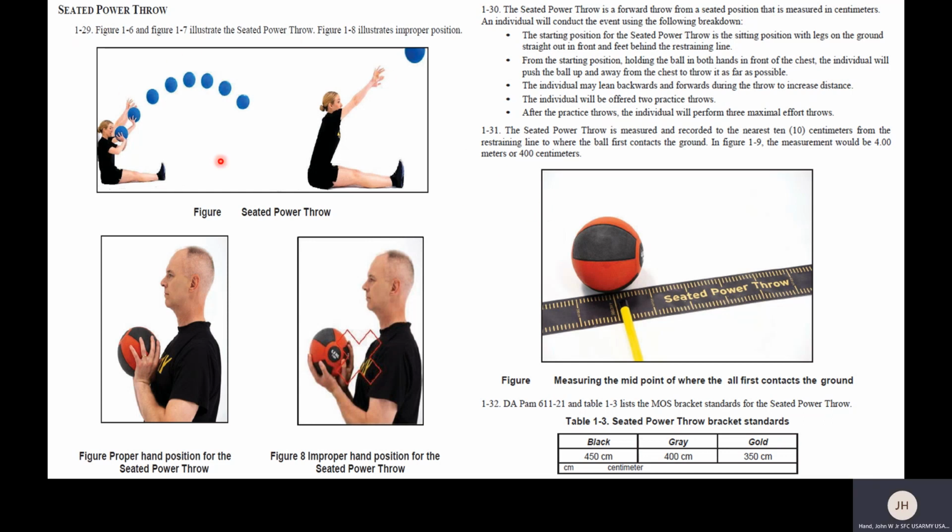I know the rules have changed a little bit for the standing power throw. The individual may lean backwards, forwards, and throw now to increase the distance. So some things to watch out for is the distance from the chest. Make sure, and say, I'm making sure that there's no space between the ball and the chest, and that 2 hands are being used to push the ball.